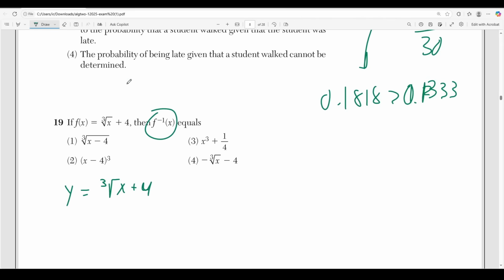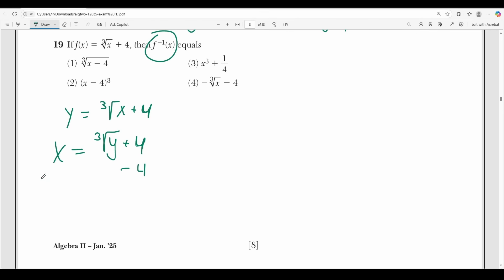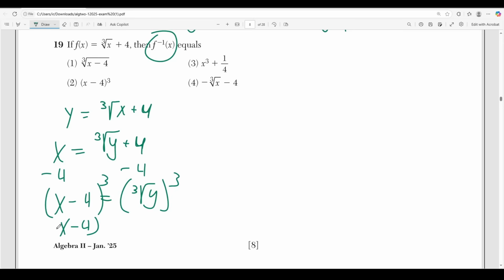To find this function right here, you have to flip x and y. So if I flip x and y, all of a sudden I have x is equal to the cube root of y plus 4. And now to find this equation, you just solve it for y again. Okay, so it's pretty simple. So if I solve this for y, I'm going to subtract 4 on both sides to get y on its own. I have x minus 4 is equal to the cube root of y. And how do you cancel out a cube root? Well, you cube both sides, okay? So in this case, that's going to be x minus 4 cubed is equal to y, which is going to align with choice 2 in this case, okay?